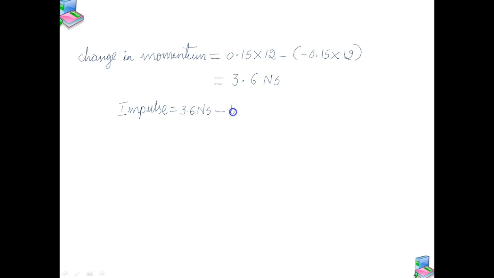So this is an example where the force on the ball by the batsman and the time of contact of the ball and the bat are difficult to know, but the impulse is readily calculated.